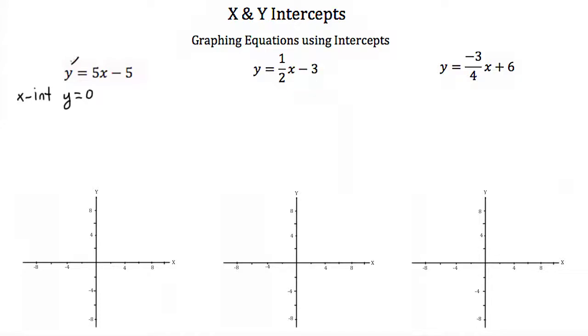So we plug in 0 for y, and we end up with 0 is equal to 5x minus 5. So add 5 to both sides, and we get 5 is equal to 5x. So x is equal to 1. So our x-intercept, or where our graph is going to meet the x-axis, is at 1. So right here.